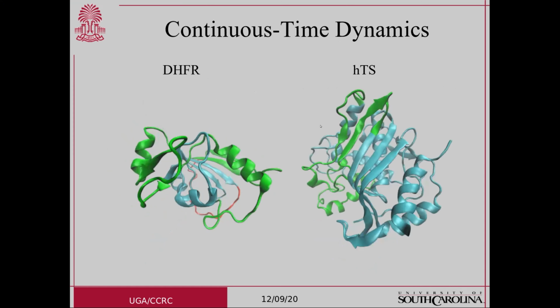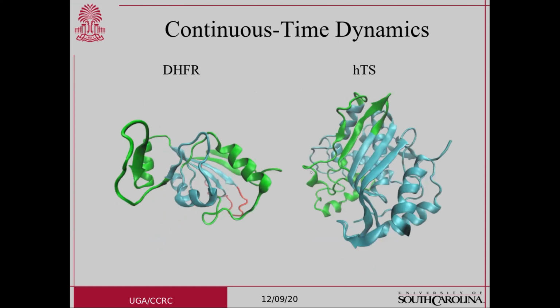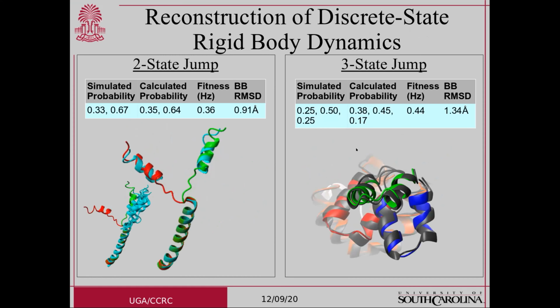These are some other examples that I have used in the past, but I'm going to disregard this for now. So for the two-state jump, when we create the simulated probabilities of 0.33 and 0.67, we can calculate the back-calculated occupancies of 0.35 and 0.64, very good estimates of these numbers. And the structural fitness based on residual dipolar coupling fitness, this one is meaningless at this point, but backbone RMSDs are within an angstrom, we can recreate those too.